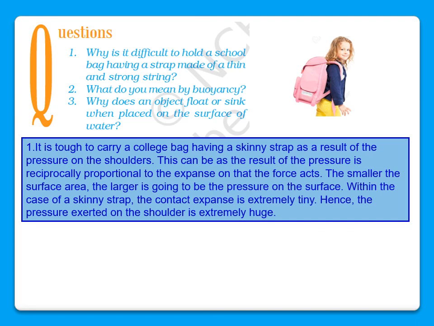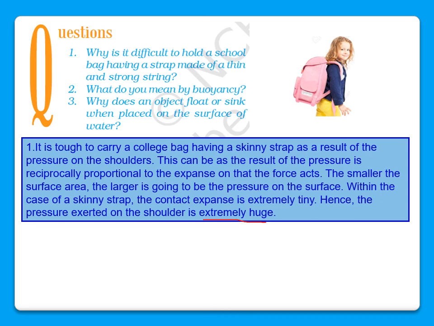This can be explained as the pressure is reciprocally proportional, reciprocally means opposite, to the area on which the force acts. The smaller the surface area, the larger is the pressure. In the case of the skinny strap, this happens. The contact area is extremely small. Hence, the pressure exerted on the shoulder is extremely huge, and that is why it is difficult to hold a school bag having a strap made of a thin and strong string. Okay, if the straps are broad, it is easier to carry the school bag.